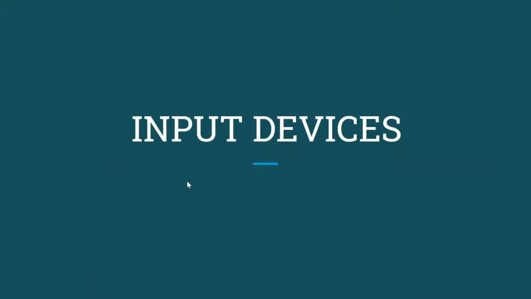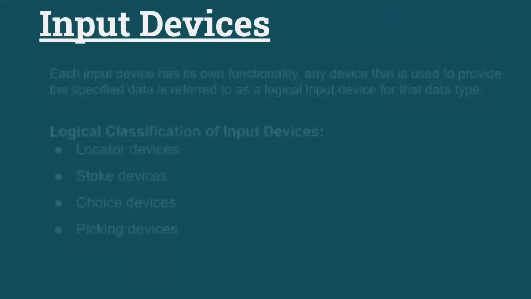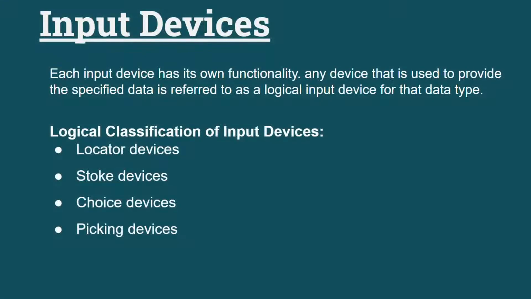So moving on, input devices. We know basically all the input devices like the keyboard and mouse are the devices used to give input to the system. So we are classifying the input devices based on their functionality. Each input device can be used to give a specific kind of input. Based on their functionality and the data type, the logical input they can provide, we divided them into four kinds of devices: locator, stroke, choice, and picking devices.